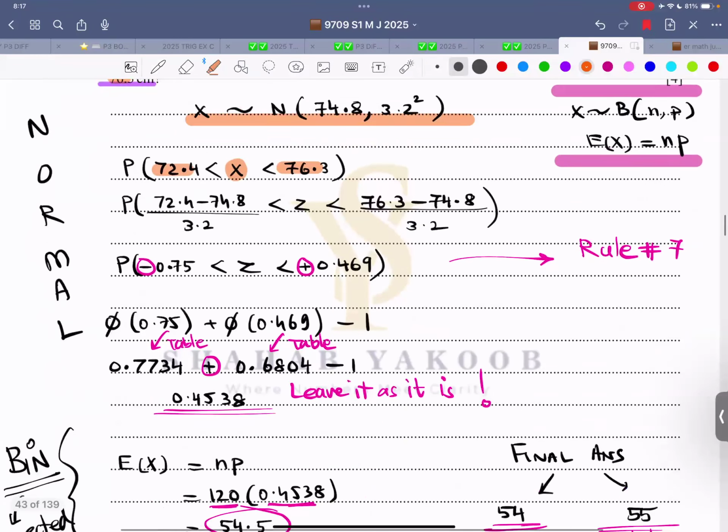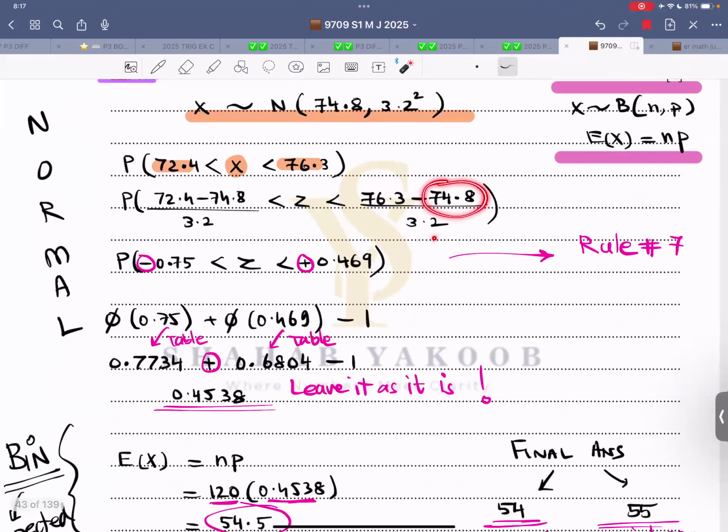Standardize each one. How do we standardize? Subtract the mean, divide by standard deviation. Keep in mind, in the bracket we write variance, but we divide by SD. SD is the square root of variance. Z lies between these two values. Rule number 7, according to the way that I have taught, ignore the negative sign. Read the table for both.